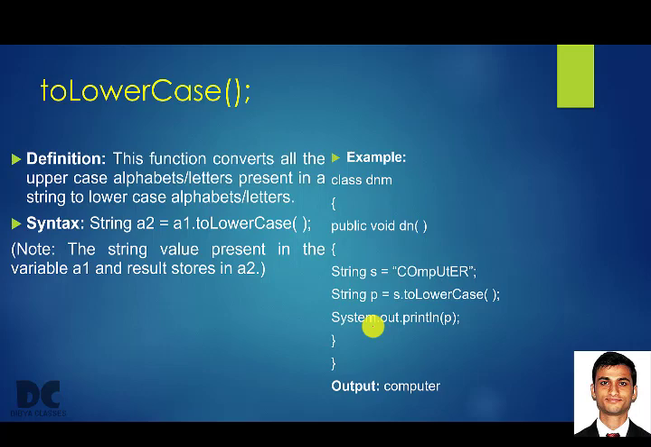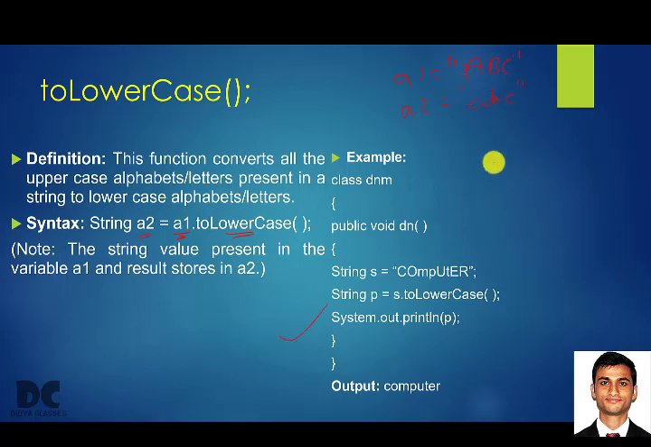So this string function converts all the uppercase alphabets or letters present in a string to lowercase alphabets or letters. And the syntax is string variable name equal to variable dot toLowerCase, where A1 stores the original string and A2 will store the string after converting it to lowercase. Okay, A1 is the original string. For example, A1 is ABC. What will A2 store? It will convert this ABC into lowercase, that is abc, and store it in A2.